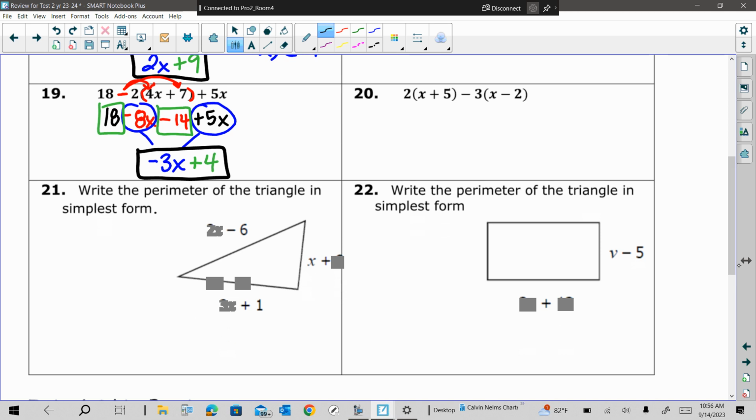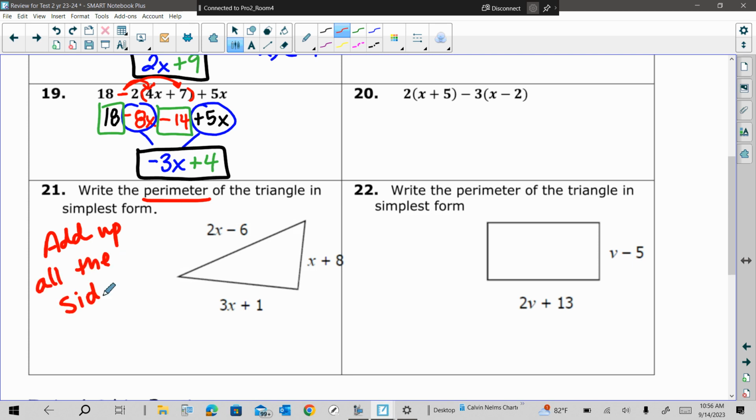On 21, the key word is perimeter. You have to understand what perimeter means. Yeah, you have to add up all the sides. So because I'm adding up all the sides, I'm combining the like terms here.